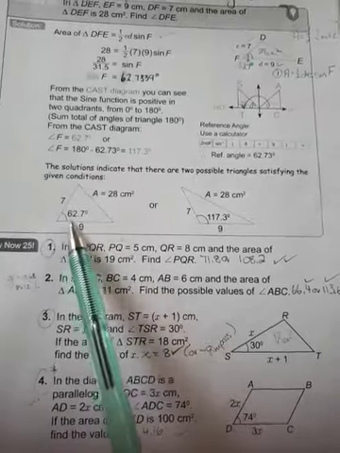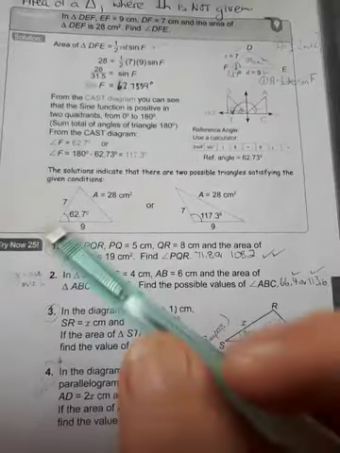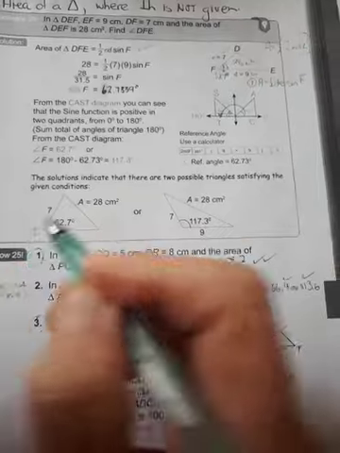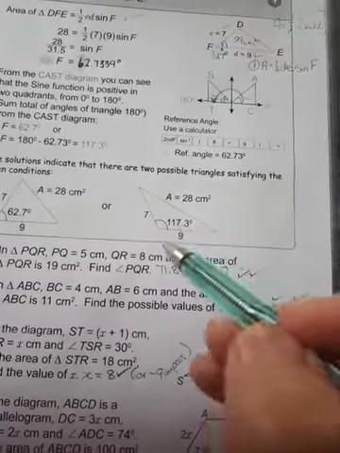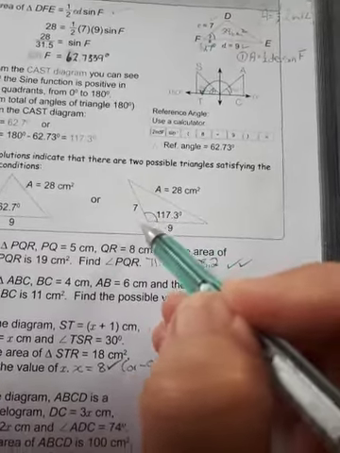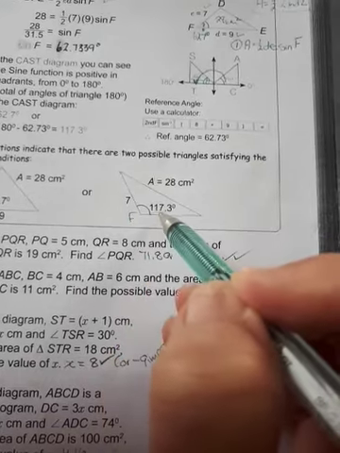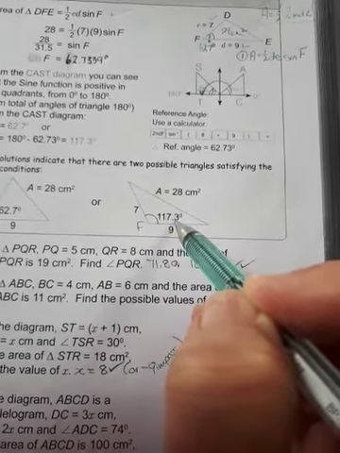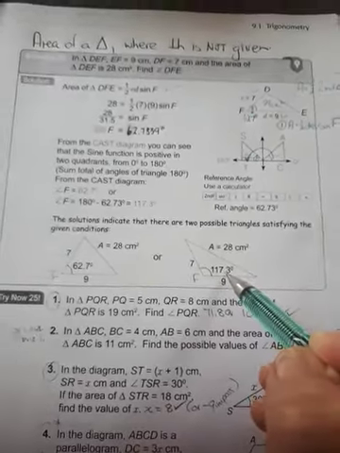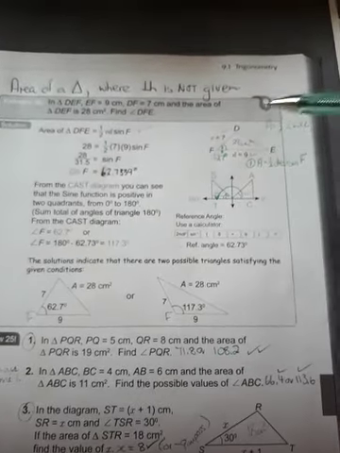The one triangle is where my angle F is 62.7 degrees, and the other triangle is where my angle F is 117.3 degrees. So I go back to what is being asked.